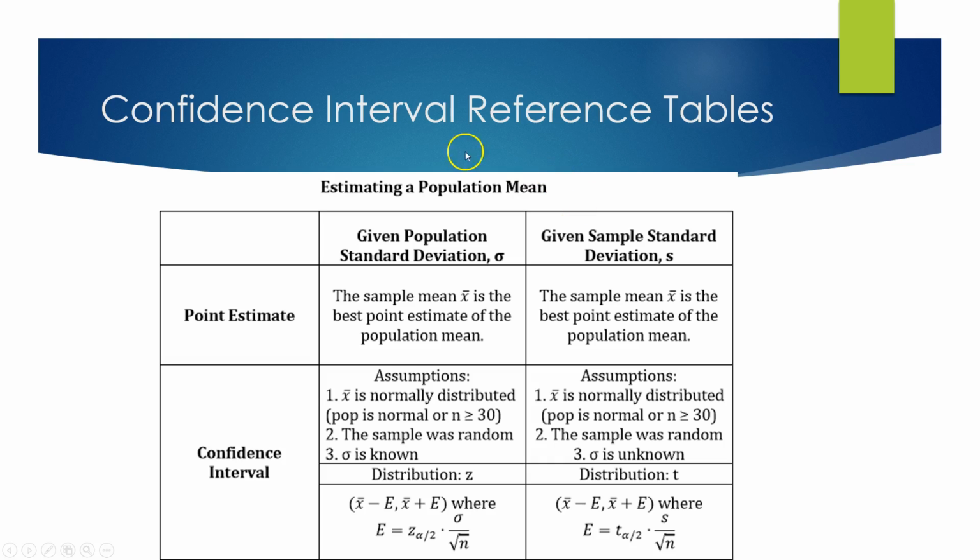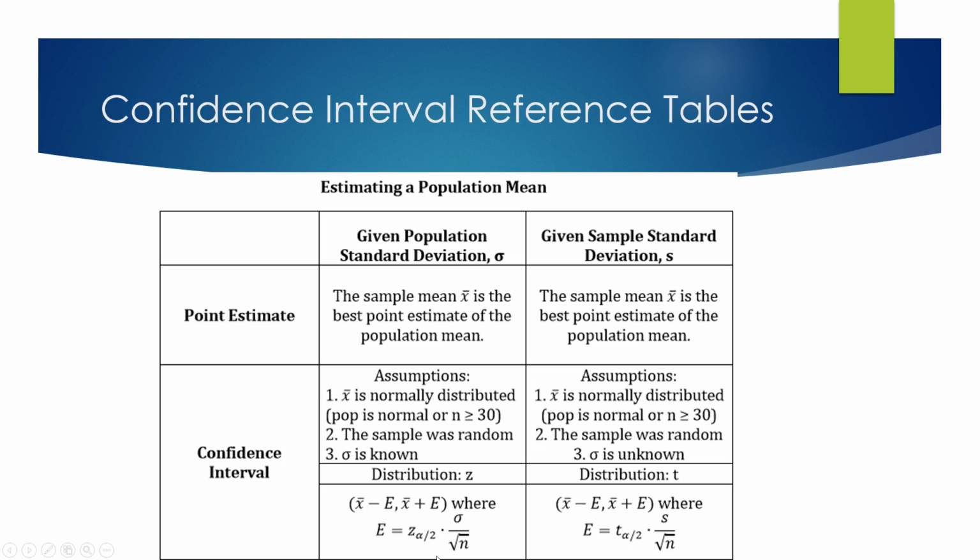So the first component is the point estimate, and the sample mean x bar is the point estimate for the population mean. So think about it, if you want to estimate the population mean, and we have a bunch of sample data, the sample mean is going to be the best guess for the population mean if we've done a good job with our sample.